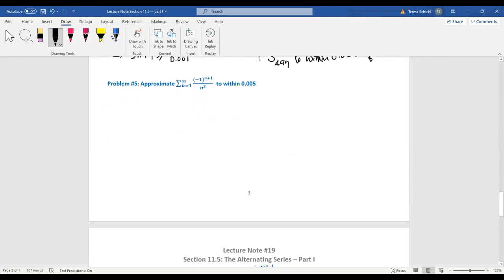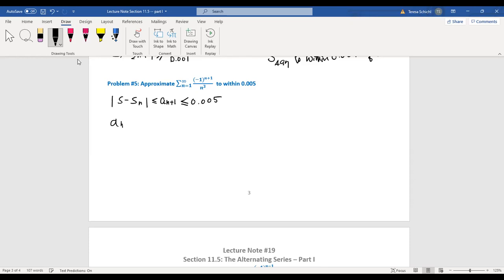They said approximate this to the sum within 0.005 here. So which partial sum do I need to use, right? It's the same thing here. This is convergent because 1/n³ approaches zero. So I know that, same thing here: S minus Sn is less than or equal to a_{n+1}, and that is less than or equal to 0.005, right?